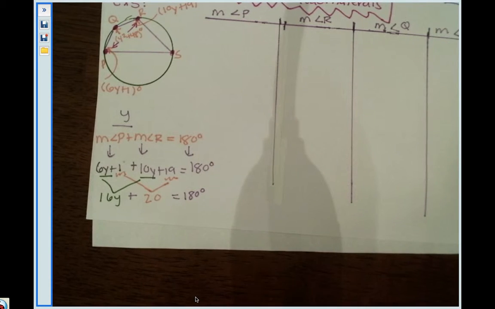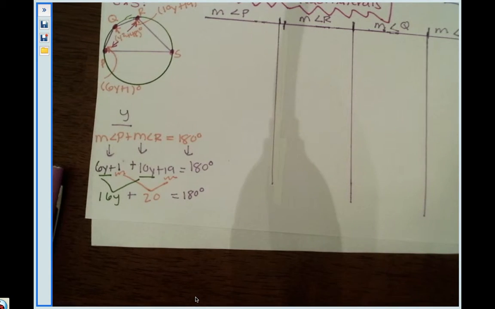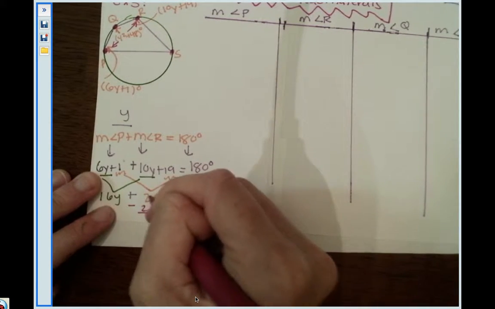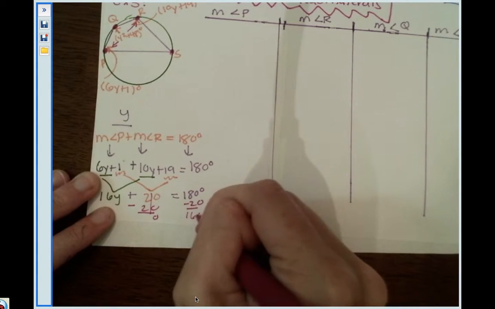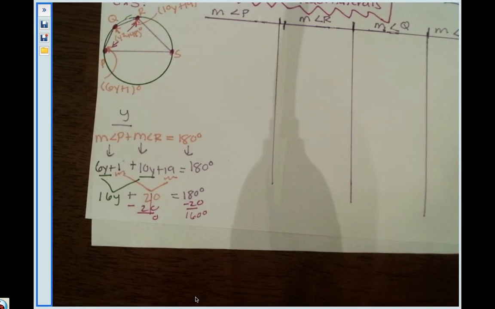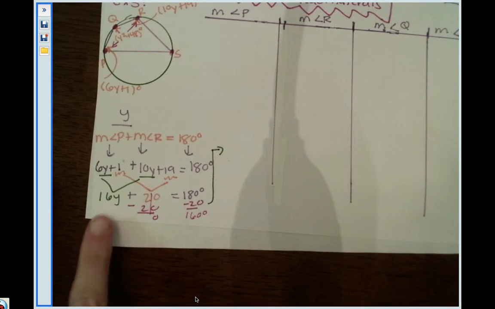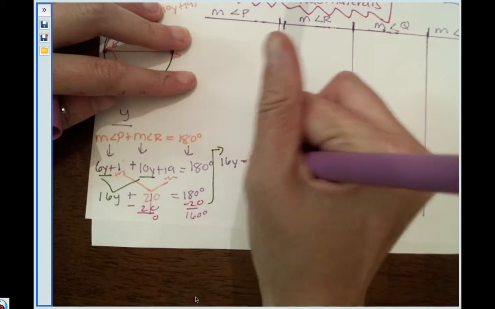So now you get y on one side by itself, and this 20 is currently irking me. How do I move 20 to the other side? I would subtract 20. So 20 minus 20 cancels and turns to 0. 180 minus 20 is 160. I'm running out of room, so I'm going to bring this up here. What I'm currently left with is 16y equals 160.